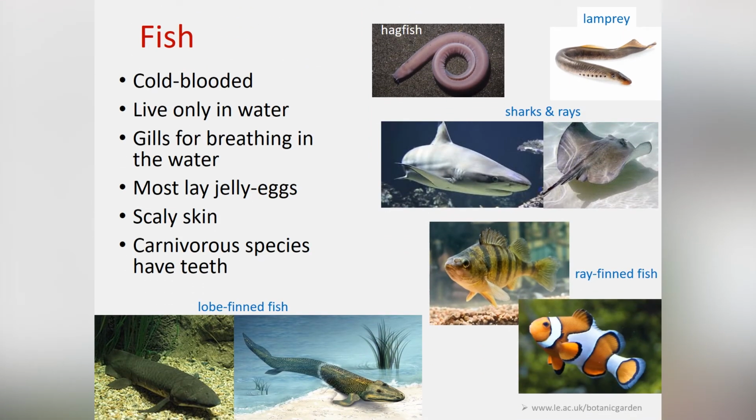There are about 28,000 species in the fish class. They are cold-blooded. That is, they are the temperature of their environment rather than regulating their own temperature. They can only live in water and have gills that enable them to take oxygen from the water. They lay soft jelly-like eggs in water, have a scaly skin, and those that are carnivores have teeth.